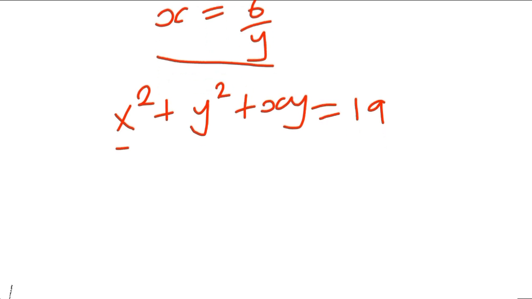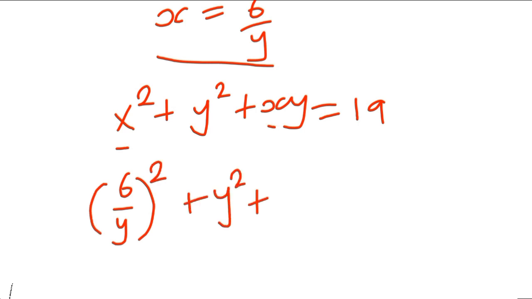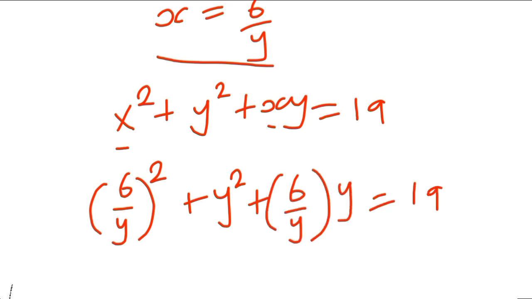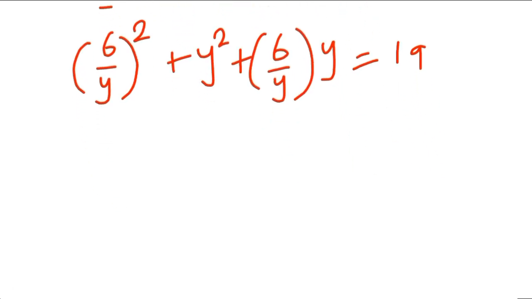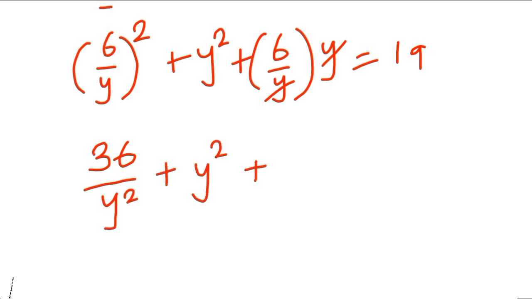So here we have x squared, we're going to have 6 all over y squared, plus y squared, plus we have our x, 6 all over y, multiplied by y, is equal to 19. So after substituting, we'll be left with this. Now this y can cancel this y, and then the square of 6 will give us 36 over y squared plus y squared plus 6 is equal to 19.